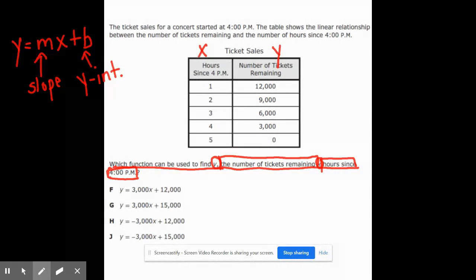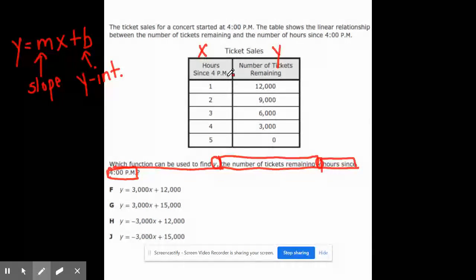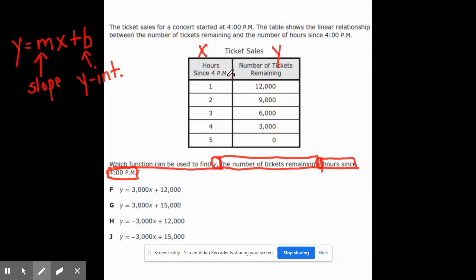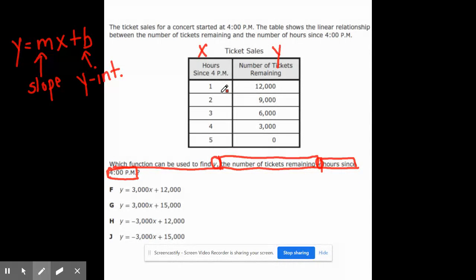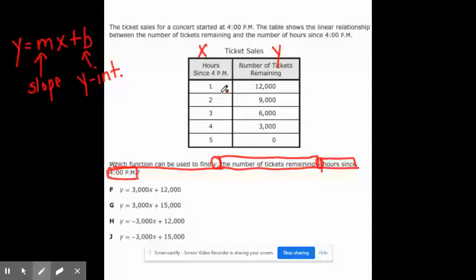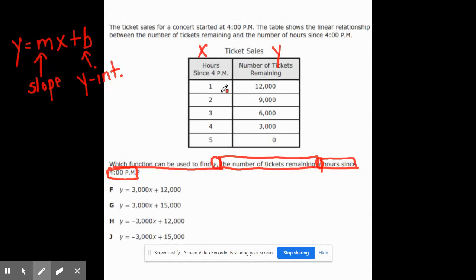The next thing we're going to do is look for our y-intercept. Now looking at this table, we know that the y-intercept occurs when x is 0. Looking at the table, we can see that our x values start at 1. So they did not give us the y-intercept in this example. So we're going to have to find it. But before we can do that, we're going to have to decide what our slope is.